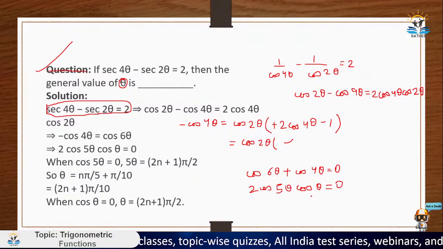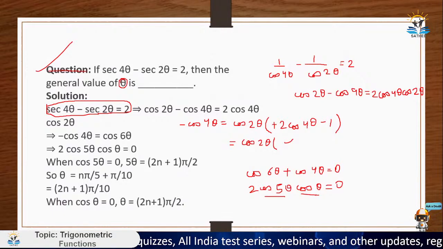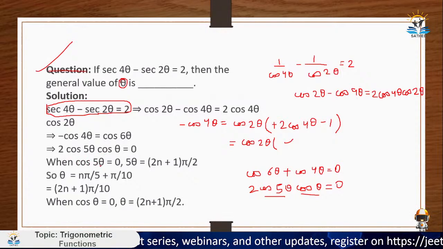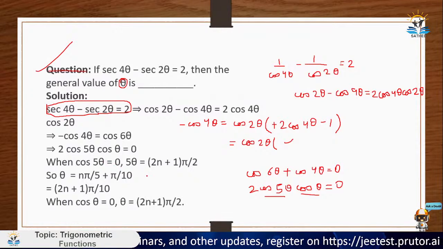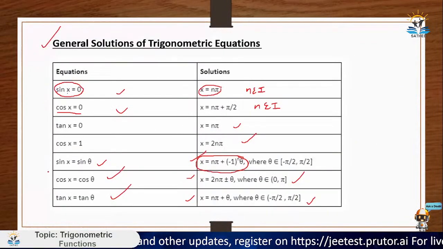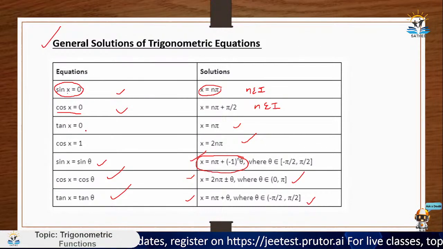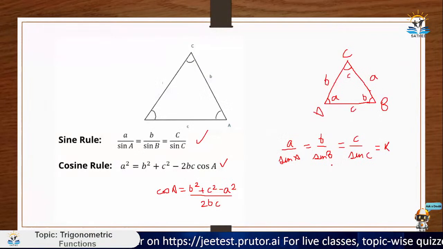So from here, you get two equations. One is cos 5 theta equal to 0, one is cos theta equal to 0. So take both, because whenever cos 5 theta is equal to 0, then cos theta is automatically 0, but you have to solve for both. Earlier, whenever cos theta is equal to 0, x is equal to n pi plus pi by 2. So just do it here also.